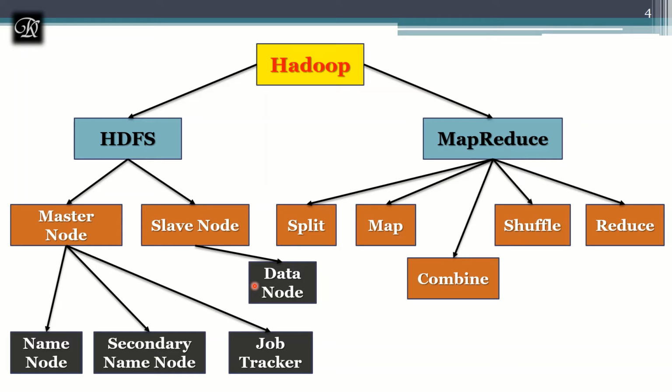And next is the data node. The data node is more powerful than these three things. Why? Because it has huge data, so we need more memory and more RAM, because we have to process the data.